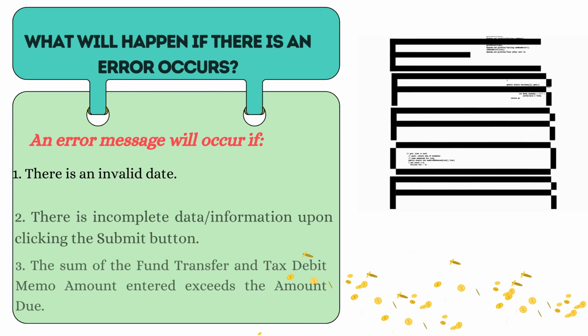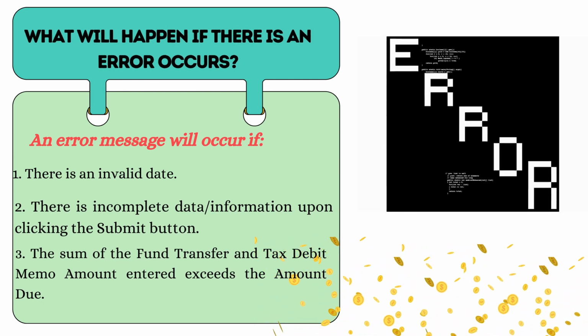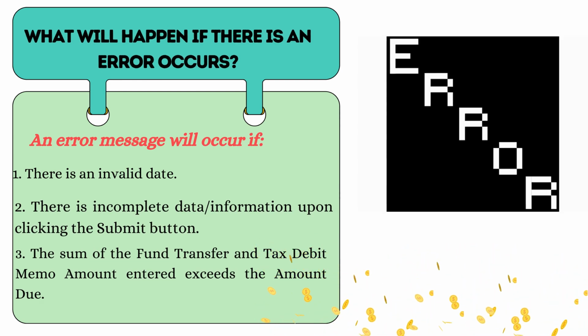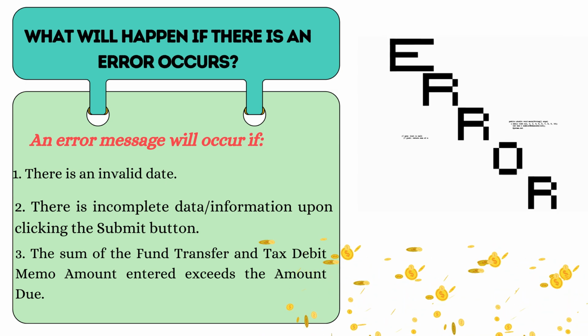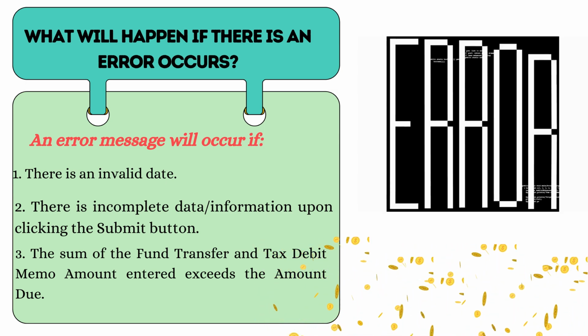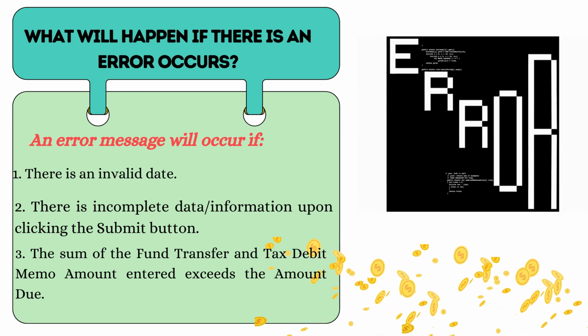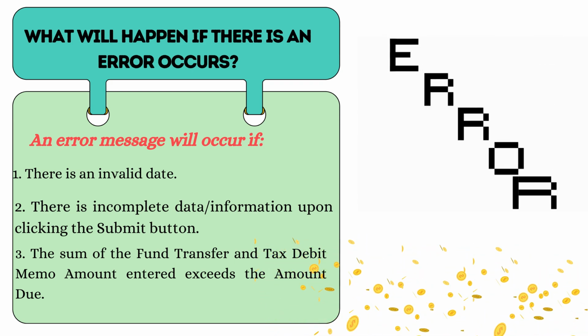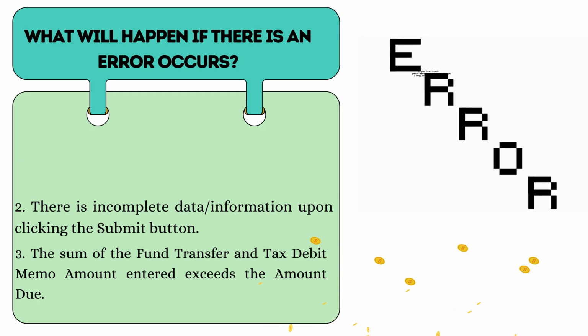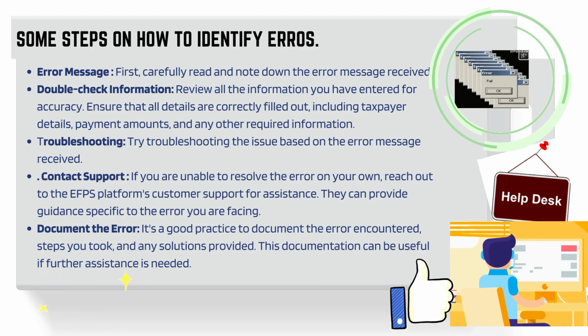What will happen if an error occurs? An error message will occur if 1. There is an invalid date. 2. There is incomplete data/information upon clicking the Submit button. 3. The sum of the fund transfer and tax debit memo amount entered exceeds the amount due. Some steps on how to identify errors.